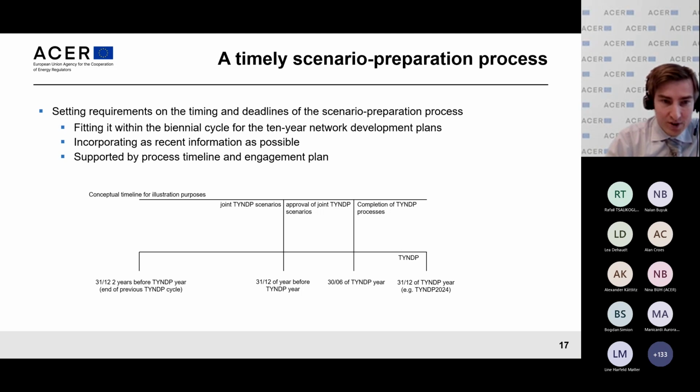So that's one thing, to have the timely delivery, but we also want to incorporate as recent as possible information. So that's the challenge that we need to meet, and that ENSO E and ENSO G need to meet. And to help with that, we focused also on having a very detailed process timeline, and also a stakeholder engagement plan, which I will discuss a bit more in the chapter on transparency and then the inclusive development process.